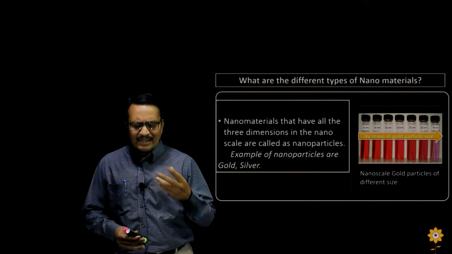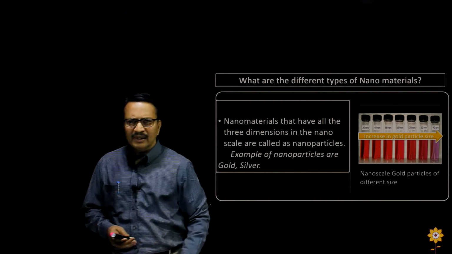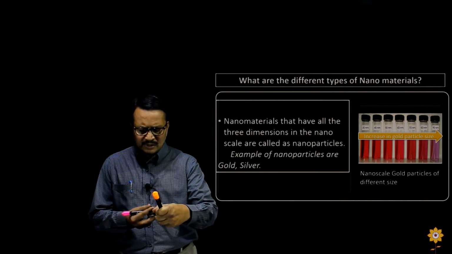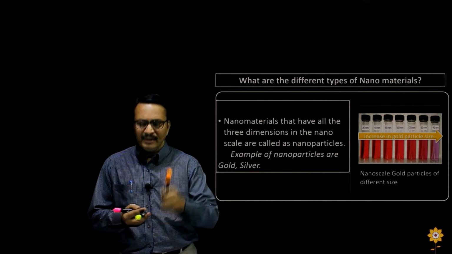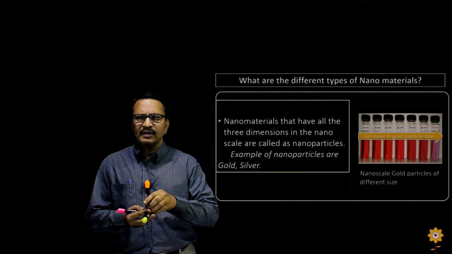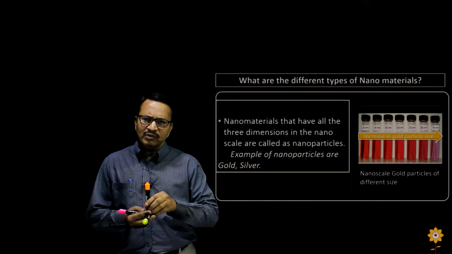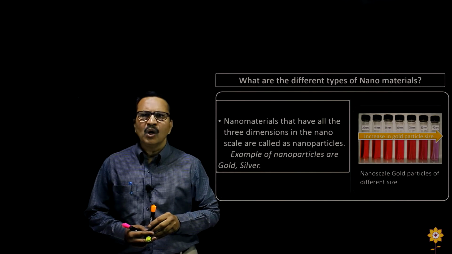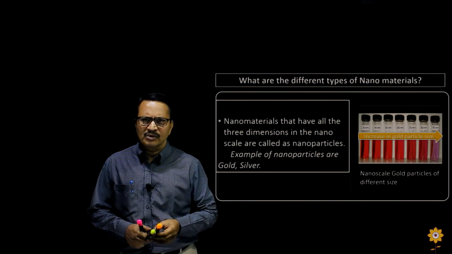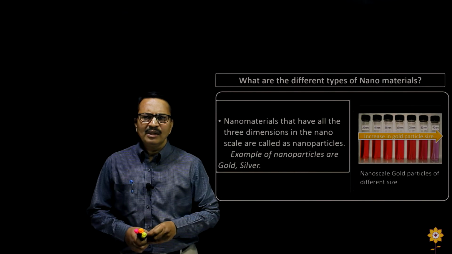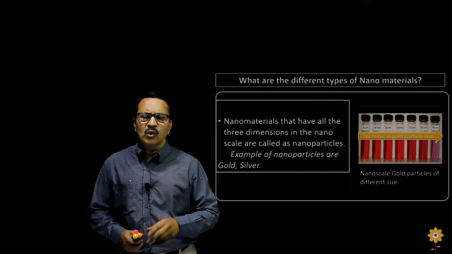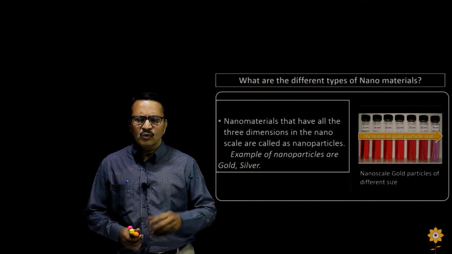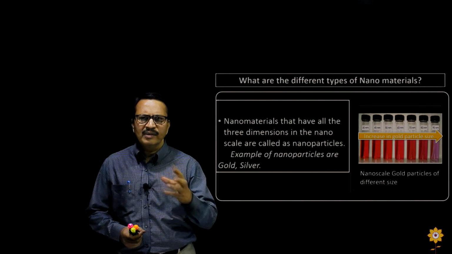And of course, the third case will follow very naturally. These are the 2 dimensions, and suppose the nanoscale is extended in the 3rd dimension also. So what we have is a nanosphere or a nanoparticle. A very important example in this category are the gold or the silver nanoparticles. So what happens in gold or silver nanoparticles?